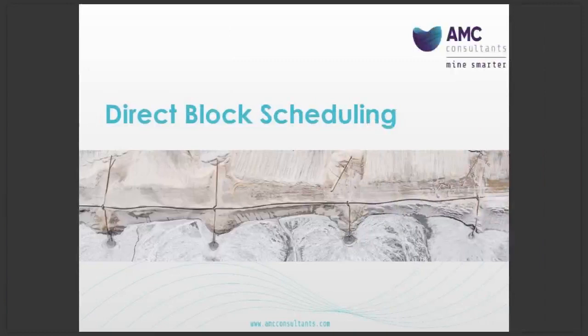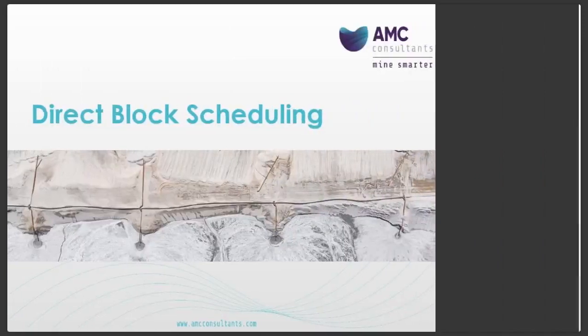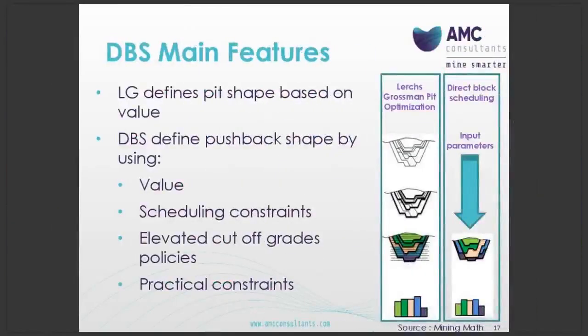So moving from the strategic optimizer into direct block scheduling. So as you know, the Lerchs-Grossmann algorithm, which is widely used in pit optimization, allows you to obtain an optimized pit shape based on undiscounted cash flow. The problem is that it does not necessarily take into account other constraints that you will have to consider when producing a mine plan. And an important one that we talked about is blending.